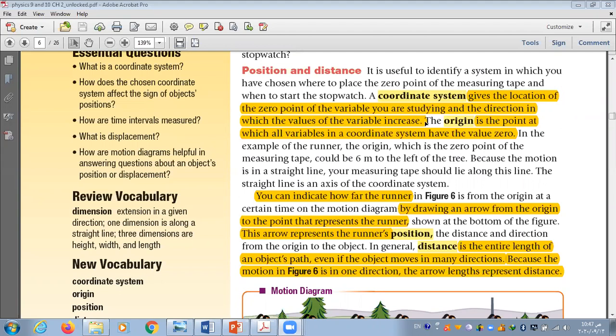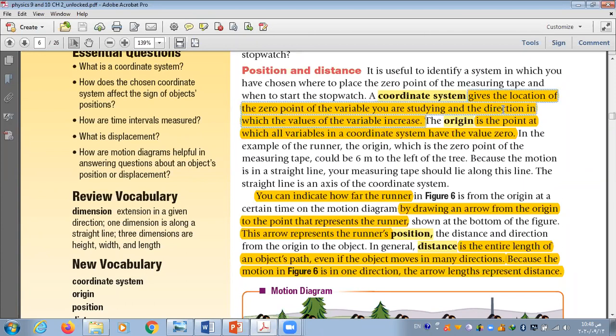So this is the definition of a coordinate system. A coordinate system gives the location of the 0 point of the variable you are studying. If you want to measure the location or position, you will start by putting the 0 point for the distance. And also the direction, which direction this runner will move, to the right or to the left. So you have to locate the 0 point and detect the direction.